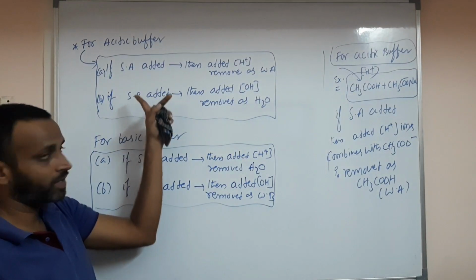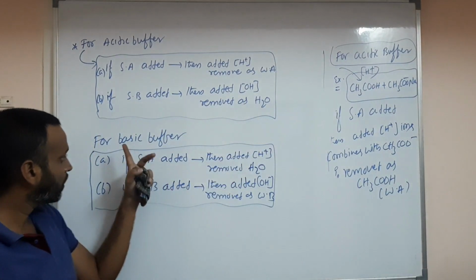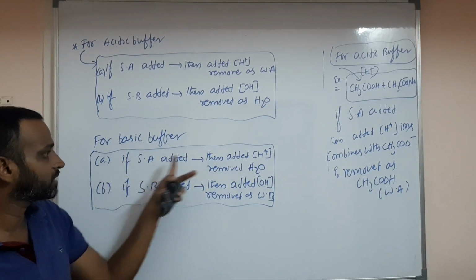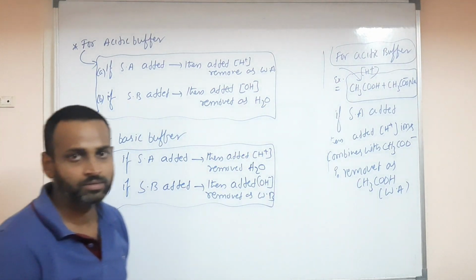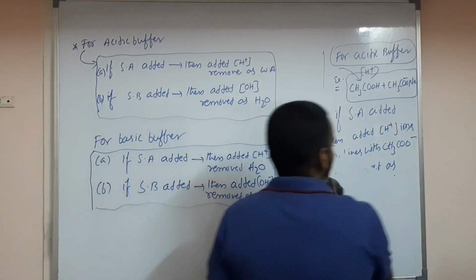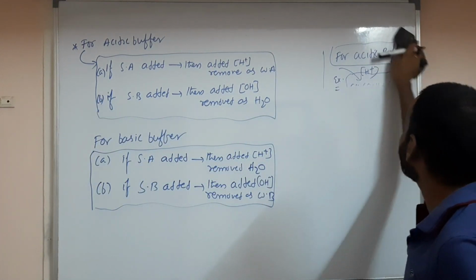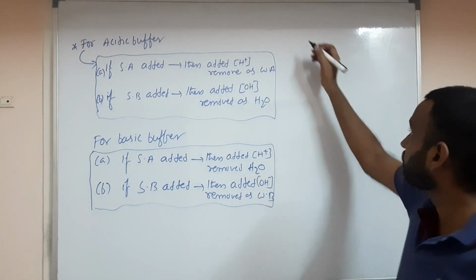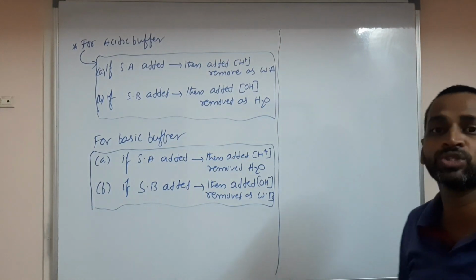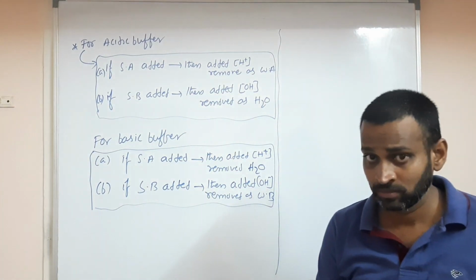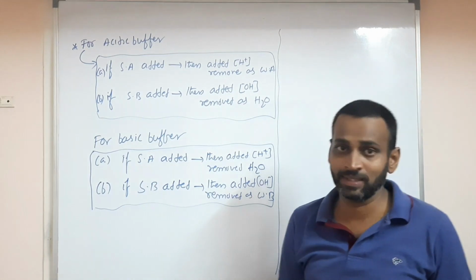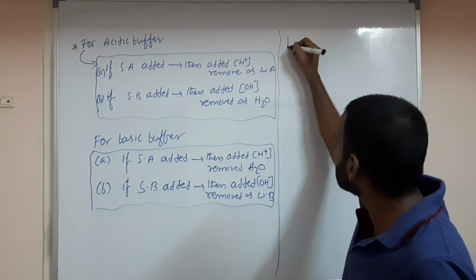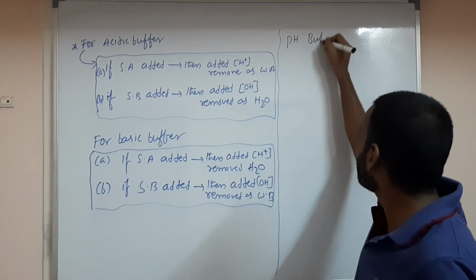For an acidic buffer, when you are adding strong base, it is removed as water. For a basic buffer, when you add strong acid, it is removed as water. Like that. So in this way, you can have full clarity about how the acidic buffer works and how the basic buffer works and why the pH won't change. But this is up to its buffer capacity. Okay, so very clear. Now, what is the pH of a buffer?